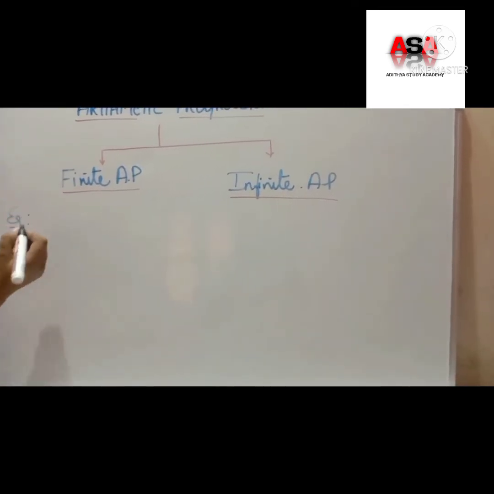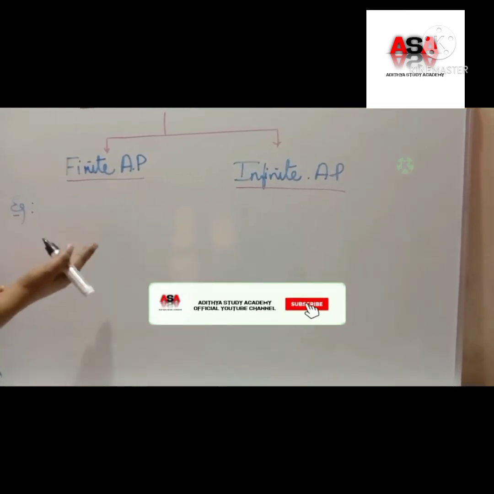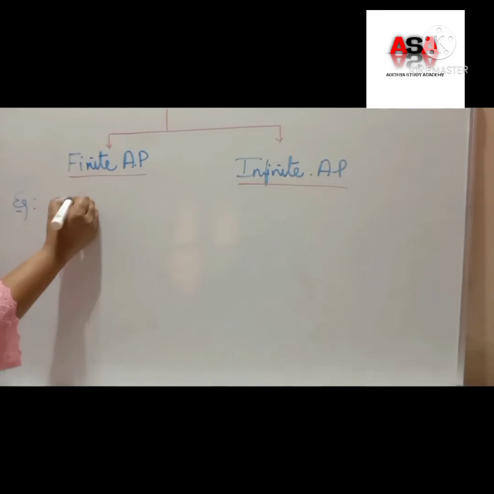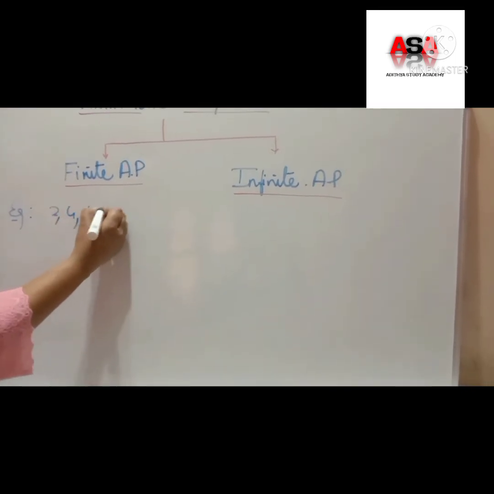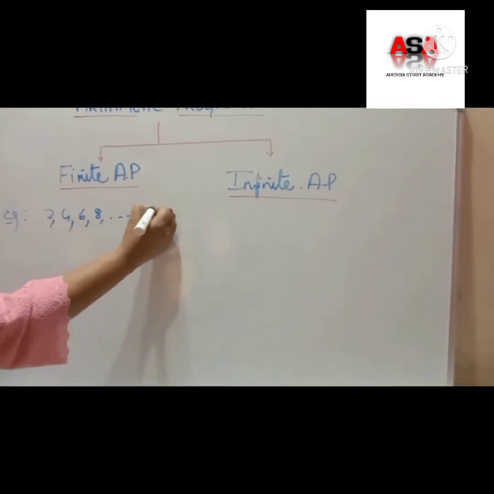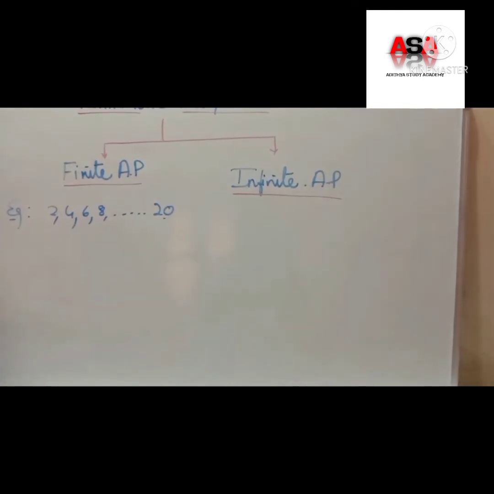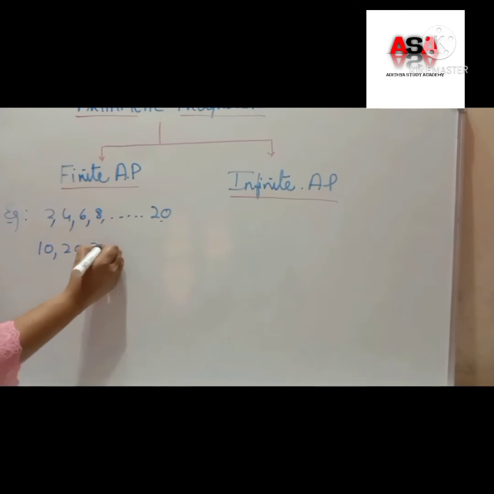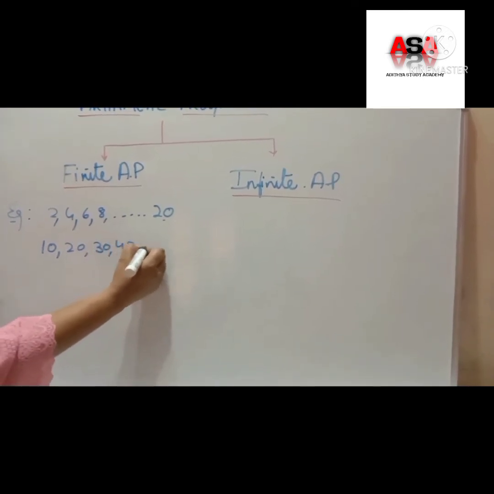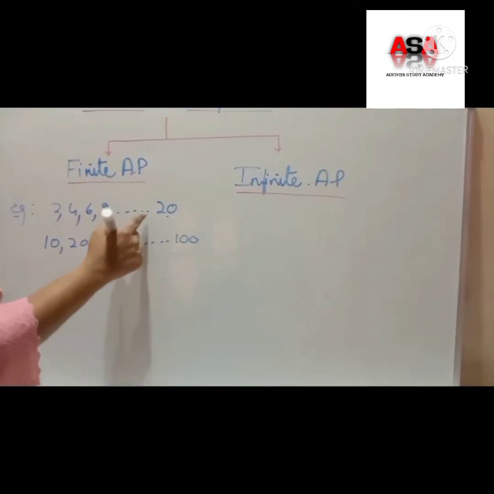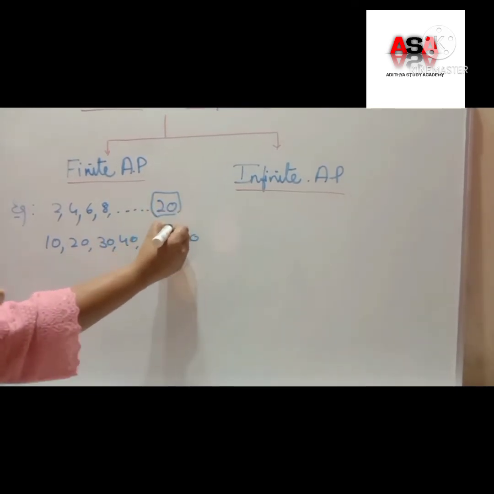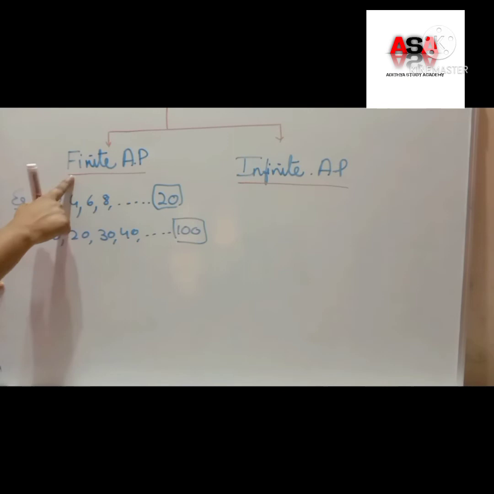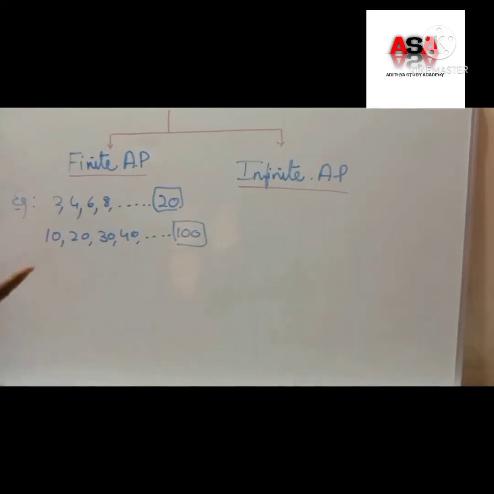Let me give you an example. In arithmetic progression, if we have a last number, then we call it a finite AP. Example, 2, 4, 6, 8, and so on till 20. Here we have a last number. One more example, 10, 20, 30, 40, like that till 100. Here we have a last number. So we can count these numbers, right? So it is a finite AP.